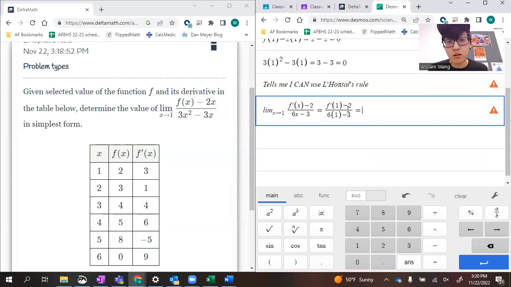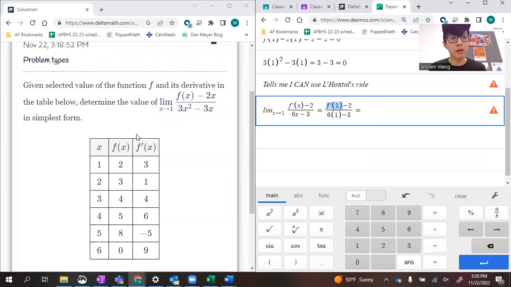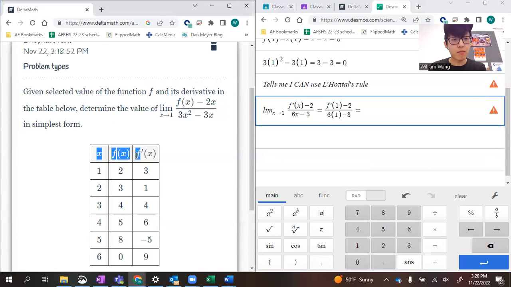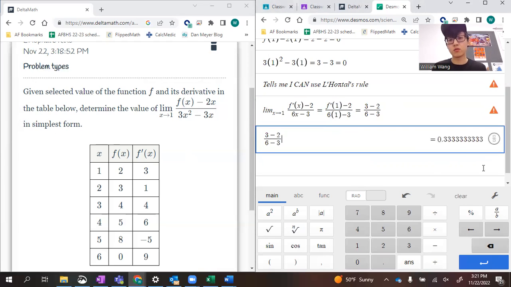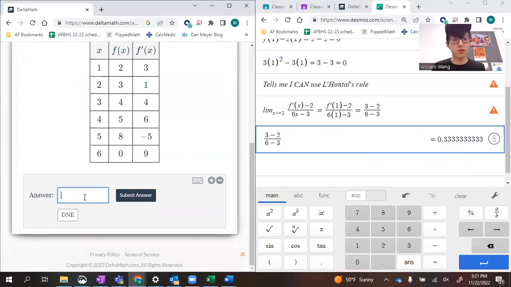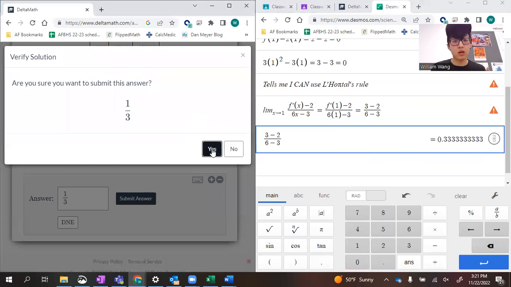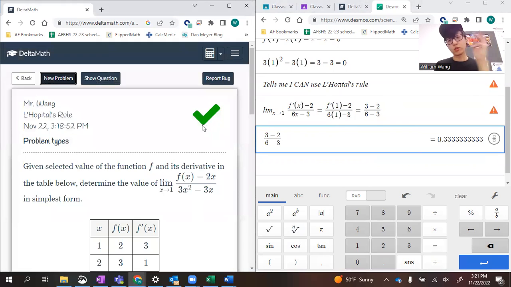Excellent. And this one, we use a table. Unlike the last problem where I look at the slope of the line, here for f prime of 1, I'm given a table. F prime of 1 is 3. So it's equal to 3 minus 2, all over 6 minus 3. That simplifies to 1/3. All right, so 1/3.